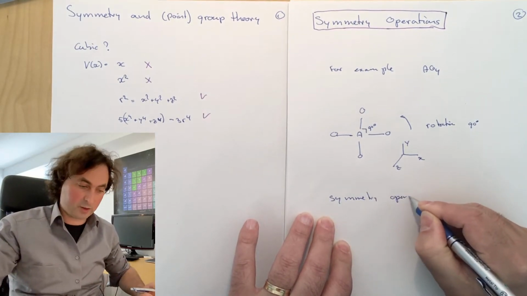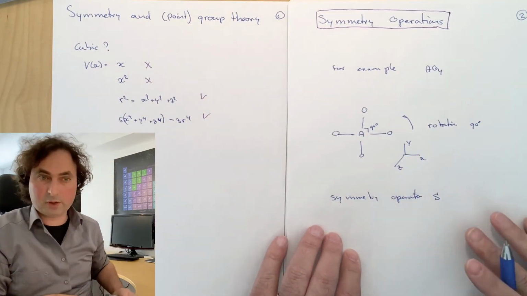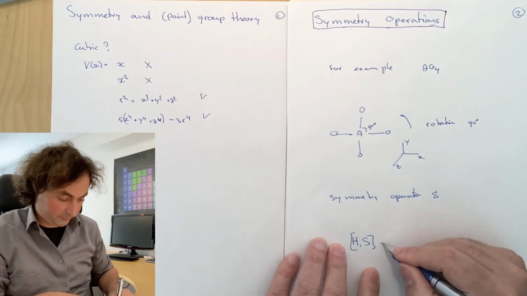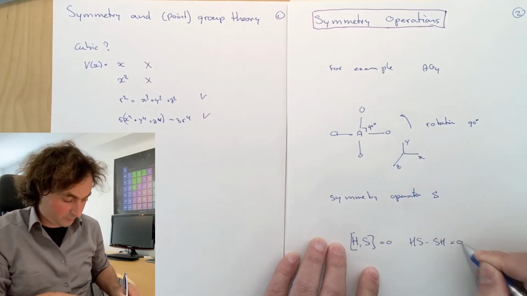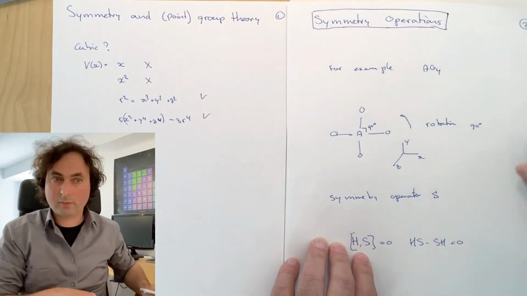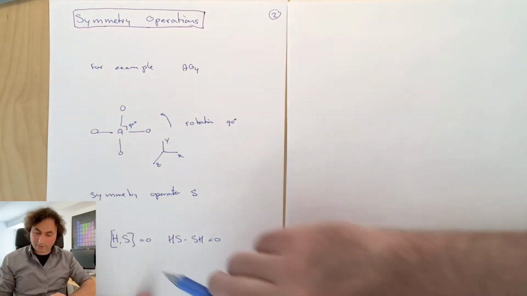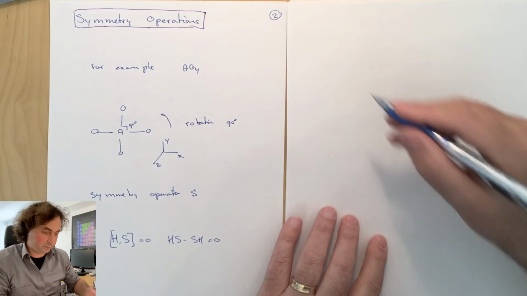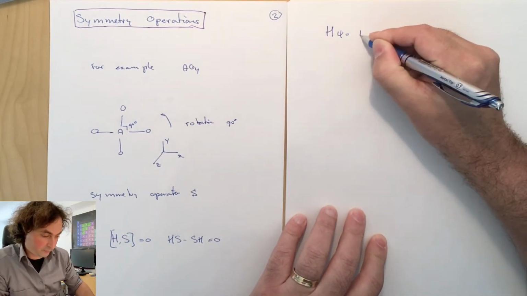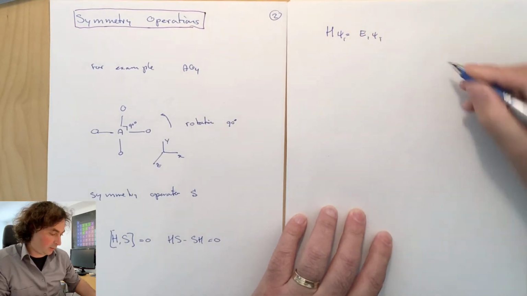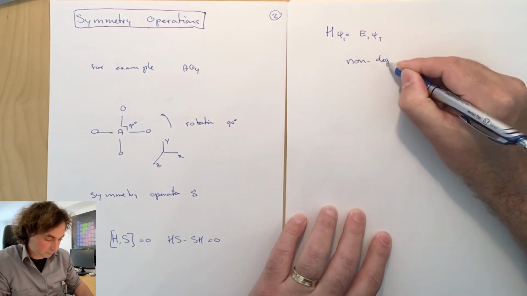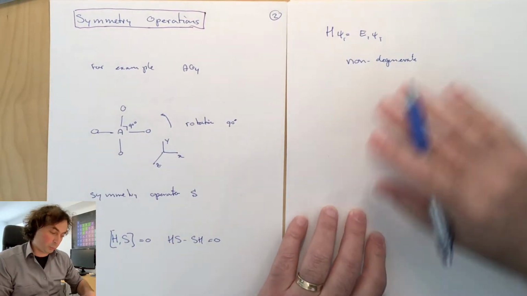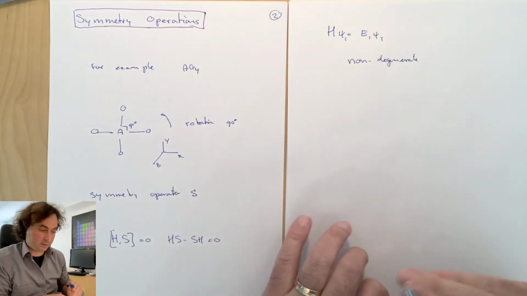Now let's have a look at the properties of such an operator. We know that this operator must leave the system invariant, so the Hamiltonian commutes with this operator: HS minus SH is zero. That means that non-degenerate eigenstates of the Hamiltonian are also eigenstates of the symmetry operation. So when H psi is E psi, and I talk about non-degenerate, we can generalize this to the degenerate case, and I will prove this for the non-degenerate case, and then show you how the degenerate case works.